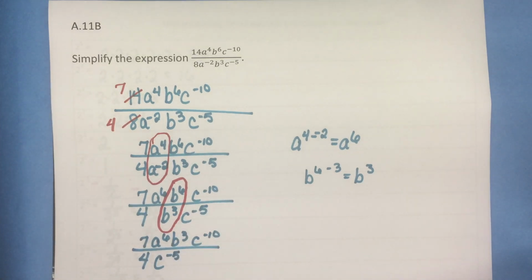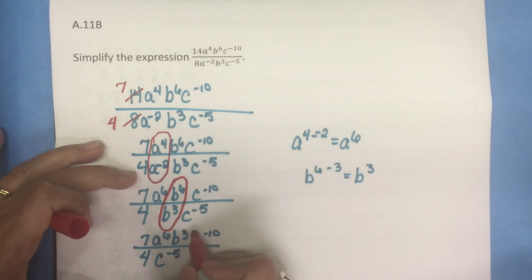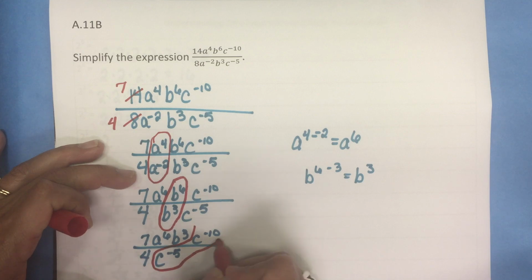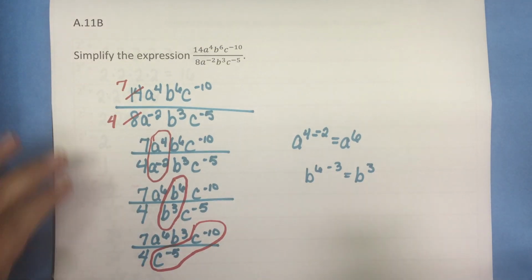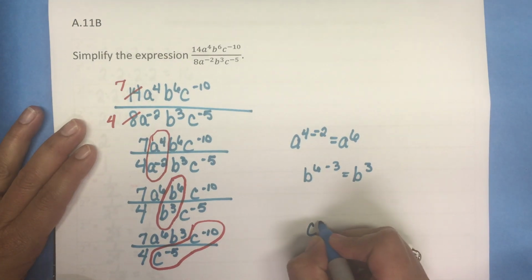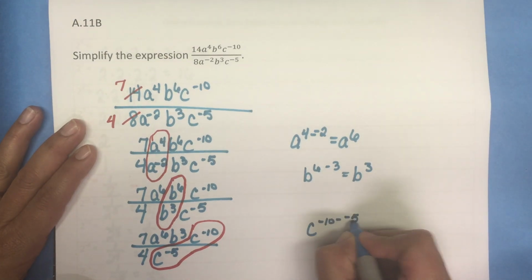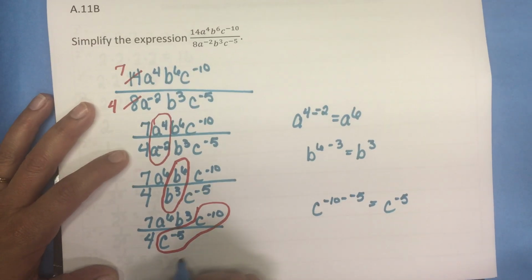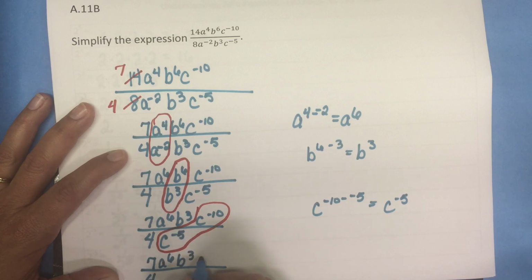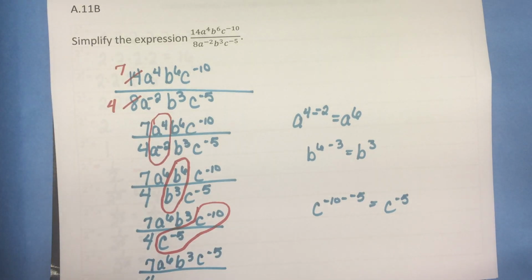negative 5. Now I do see that we can do this one more time because we're dividing our base of c, same base, so we're going to subtract our exponents, so that's going to be negative 10 minus negative 5, which will give us a negative 5. So we're going to simplify this to 7 times a to the 6, b to the 3rd, c to the negative 5 over, the only thing we have is 4 in the denominator.